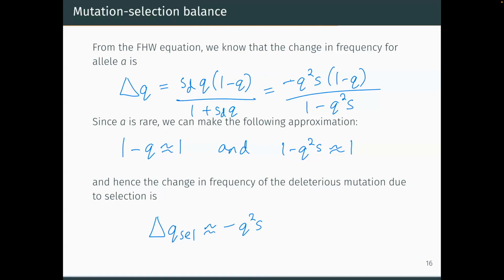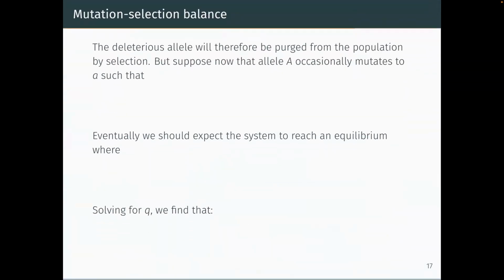Suppose it makes individuals, say, more prone to disease. Maybe they die at a younger age. Maybe they're slower and they get captured by predators, whatever it happens to be. Selection is purging that.